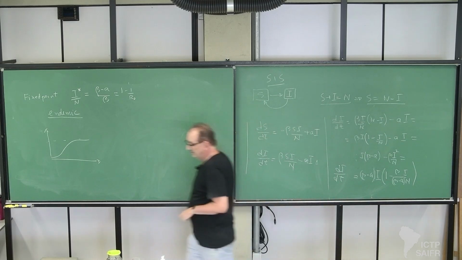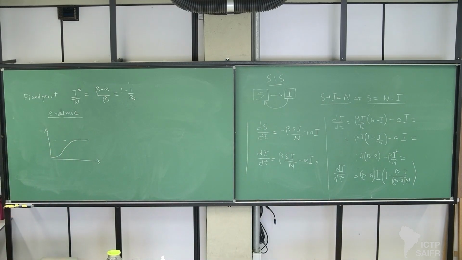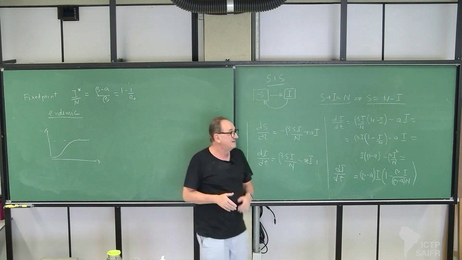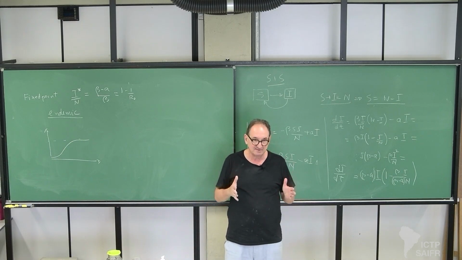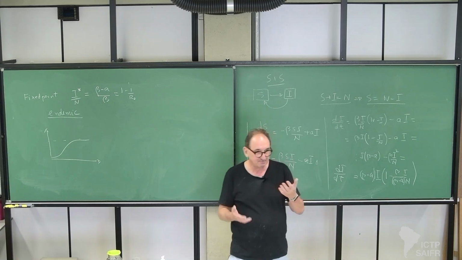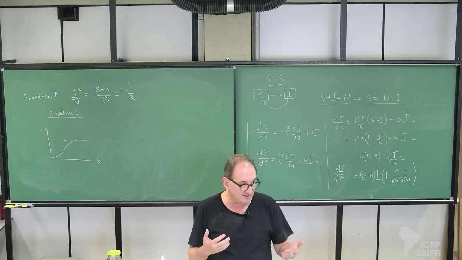Okay, so now let me use the computer. We have discussed up to now the situation where the population is constant, but you can imagine a situation where the population is constant, but there are newborns and there are people dying. If this more or less compensates, still it's a good idea to have the population constant.